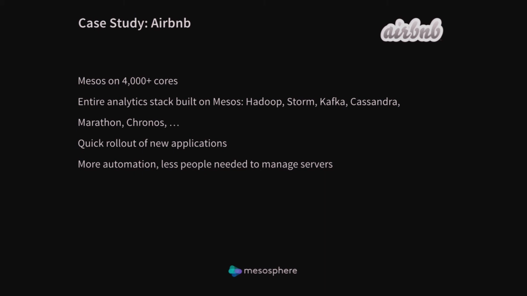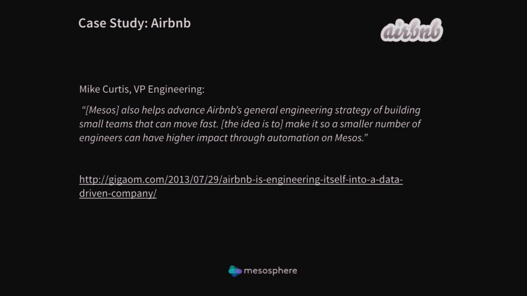So Mike Curtis, the VP of engineering, said it helps them advance Airbnb's general engineering strategy of building small teams that can move fast. And the idea is to make it so a small number of engineers can have higher impact through automation on Mesos. So yeah, those are two very visible companies that use Mesos.